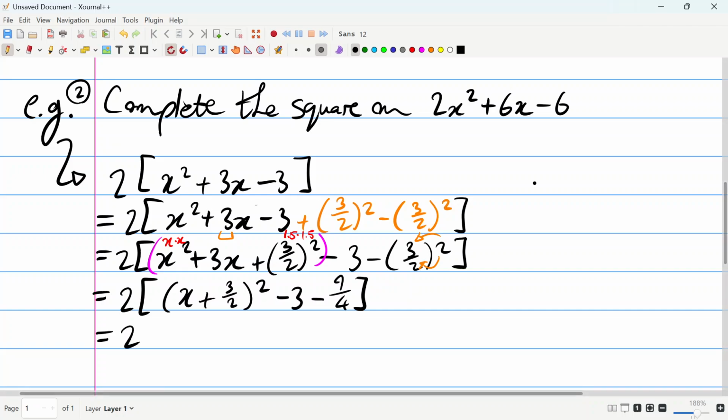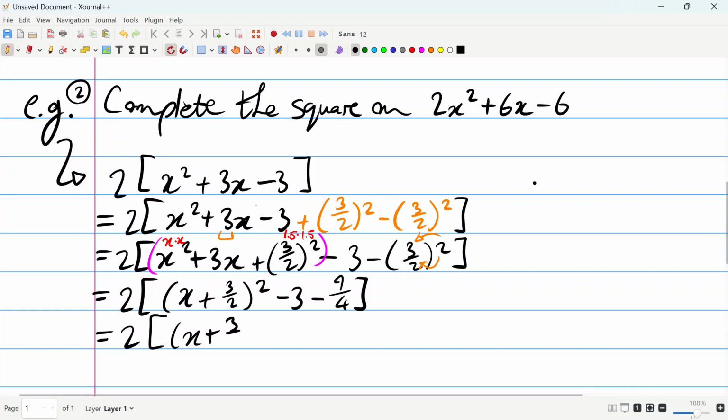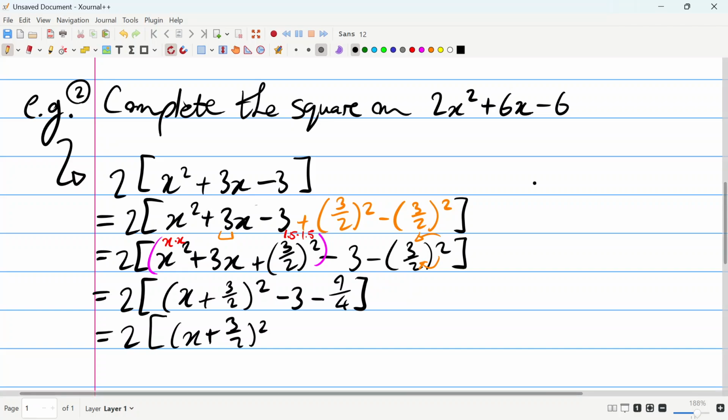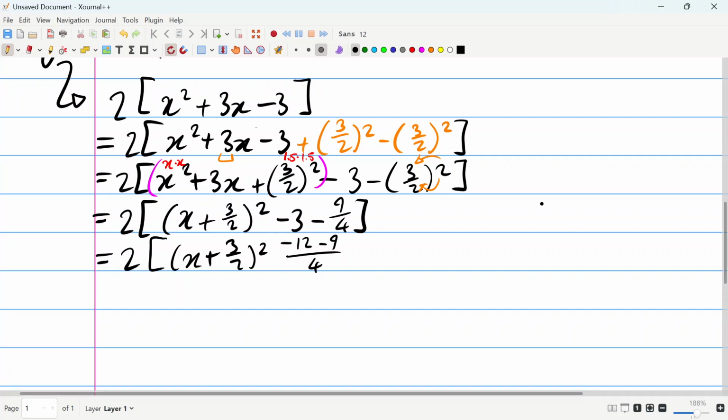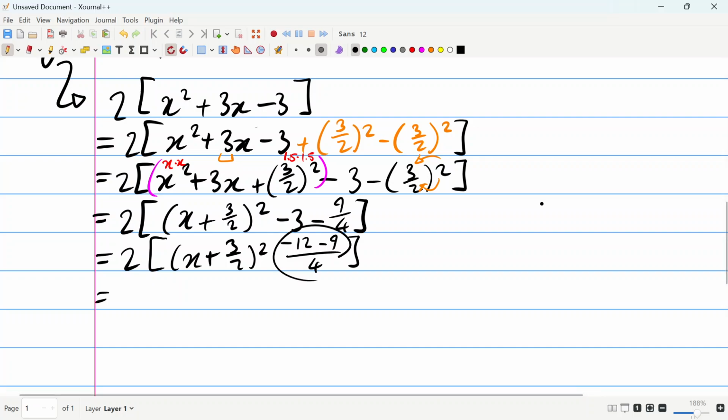And then we can simplify it. It's 2 into x plus 3 over 2 squared. And this is just going to be minus 3 minus 9 over 4. It's just going to be the same as if you just do the fraction stuff. If you know how to deal with fractions, this will be minus 12 minus 9 over 4. Okay. Or you can use a calculator if you want to. All I did was I just said 3 is the same as negative 12 over 4. Then I said that the denominators are the same, so I wrote them into the same fraction. Okay, that's what I did.